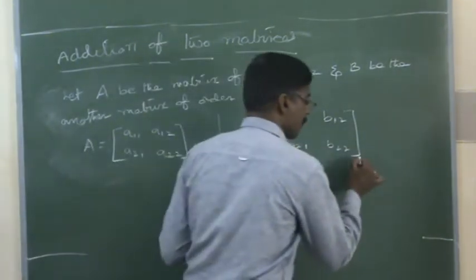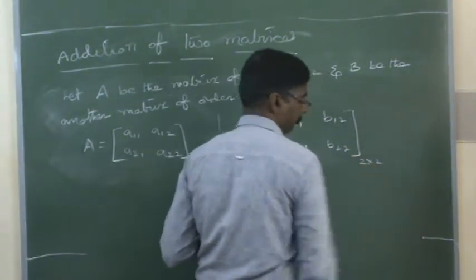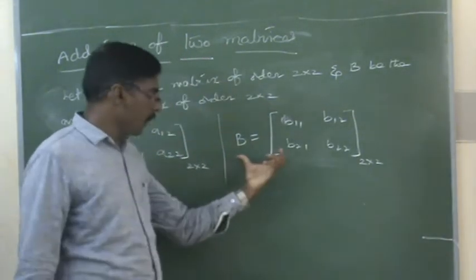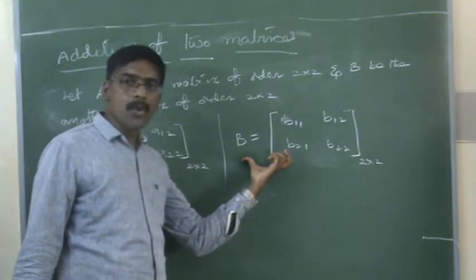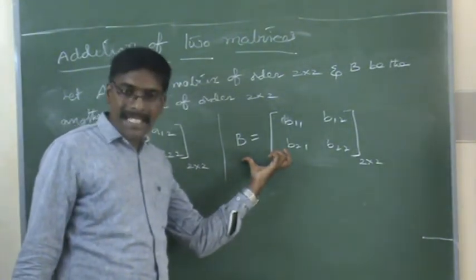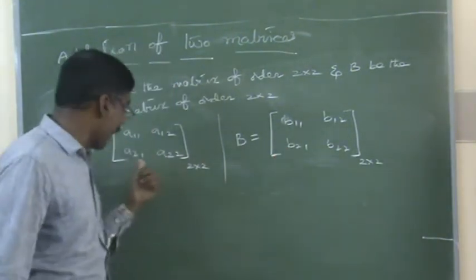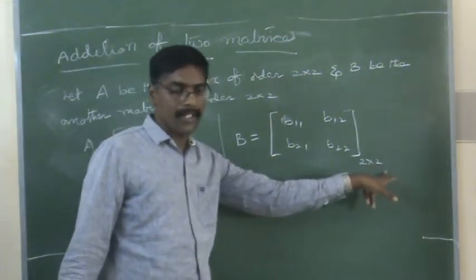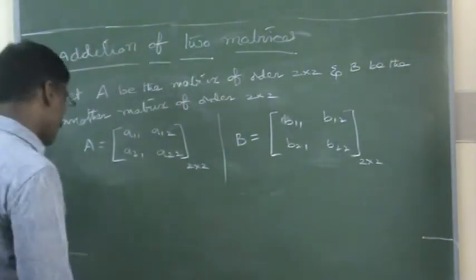Now this order is also 2 by 2 matrix. Now how are we adding? First we need to check whether the addition of these two matrices is defined or not. Yes, matrix A order is 2 by 2, matrix B order is 2 by 2. Yes, it is defined. Now how do we add it?